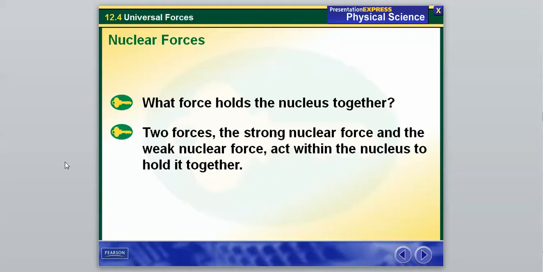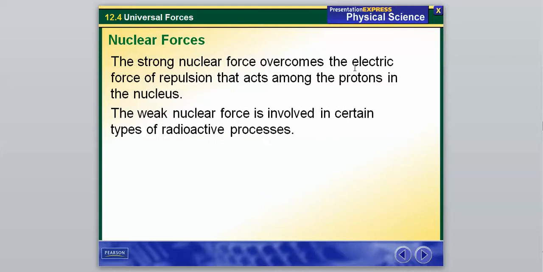Remember, the nucleus of an atom has protons and neutrons in there, and then the electrons around the outside. The strong nuclear force overcomes the electric force of repulsion that acts among the protons in the nucleus. Remember, protons are all positively charged. So if you think about it, why aren't all those positive charges repelling one another? That's because there's something called the strong nuclear force. It's very strong, and it is going to keep all those protons together. It's going to keep them from bouncing off one another. And then the weak nuclear force is involved in certain types of radioactive processes.